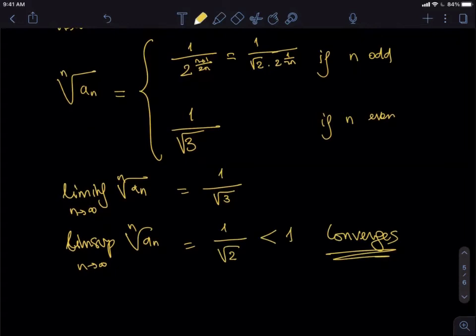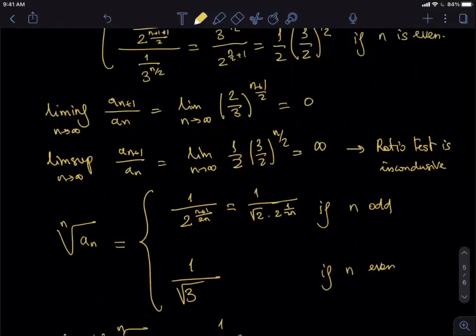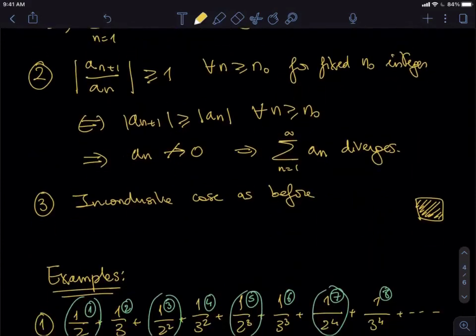Okay, here we should say by root test. Okay, so we saw the ratio test was inconclusive, but the root test actually showed convergence. And this is part A. So we still need to do part B here.